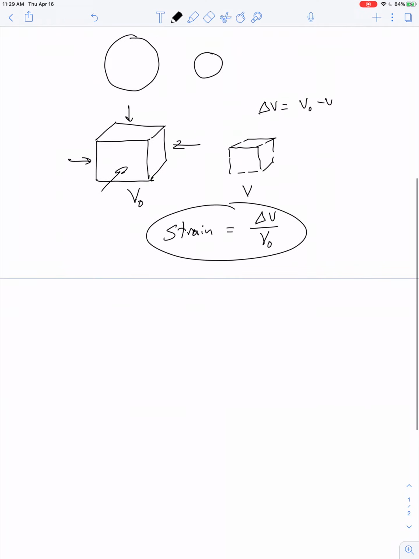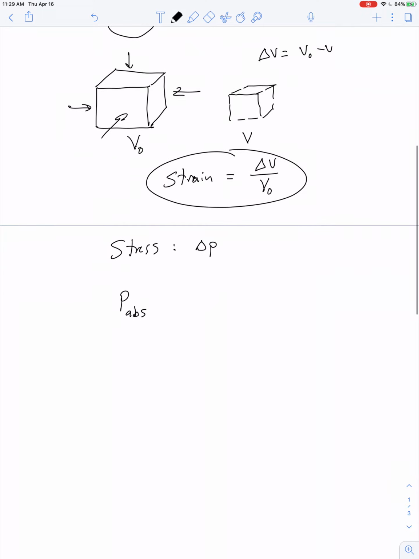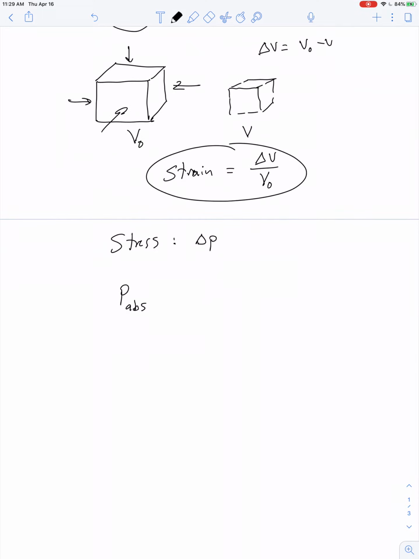How are we going to measure the stress? So the stress is just the change in pressure. So there's something known as absolute pressure. And the absolute pressure, well, right now there's some absolute pressure acting on your inner ear canal. That's mainly just due to atmospheric pressure.